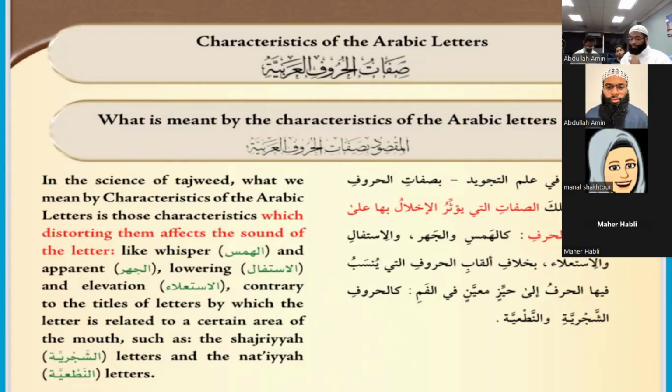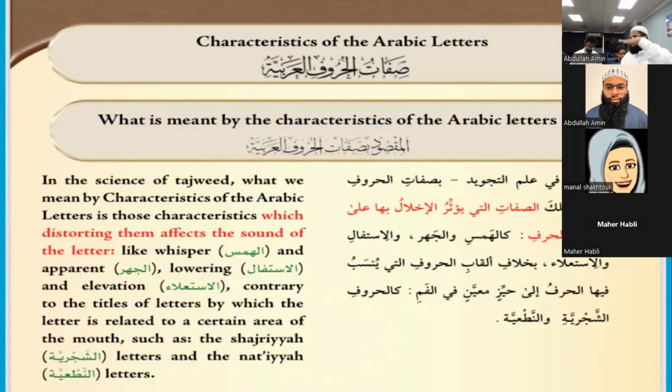Bis and biz. Whisper and apparent. That's what I just demonstrated. Lowering, istifal, and elevation. An example is asa and asa. So asa is lowering. There's no echo in the mouth. The tongue is lowered and the sound is going down. In the other, the tongue in the back is raised and there's echo. The difference between the two is lowering and elevation.